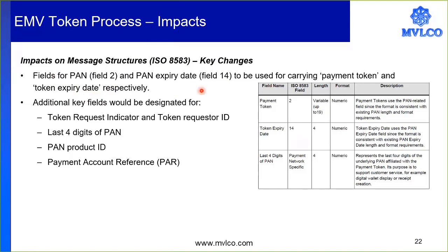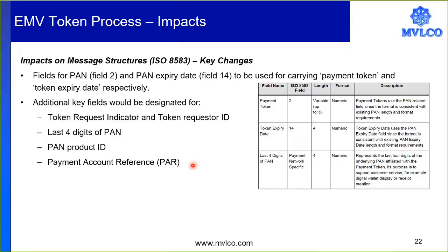So I'm not going to create a new field for carrying out this token number or token expiry date. What I'm going to use are the existing fields only. The additional key fields which would be designated would be for your token request indicator or token requester ID. An interesting thing is the last 4 digits of PAN.